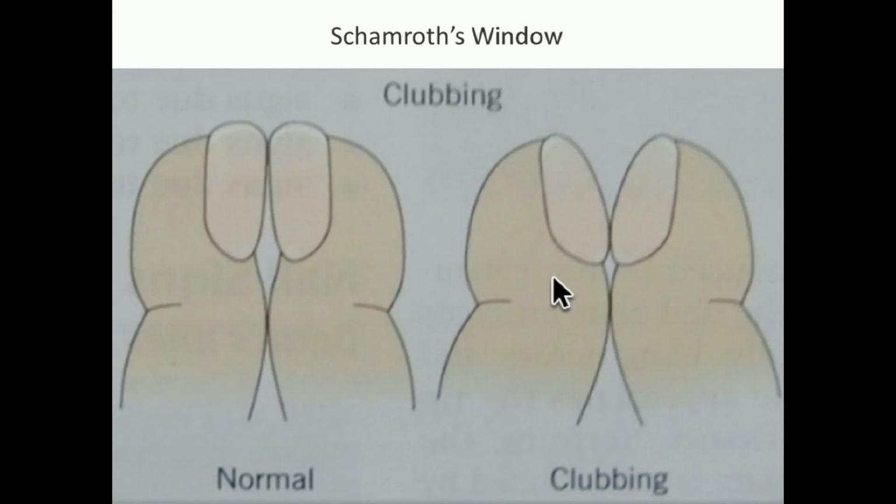Now there is something called the Shamroth's window. So this area is called the Shamroth's window. But when clubbing occurs, there is a lot of growth. So this whole area will be obliterated because of the growth of the soft tissue, as you can see here.